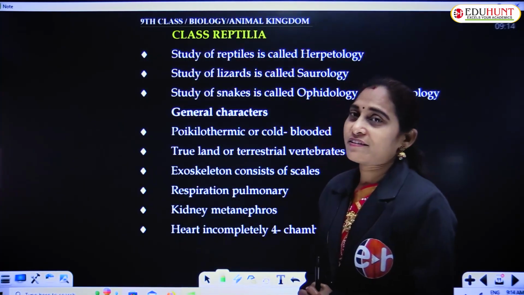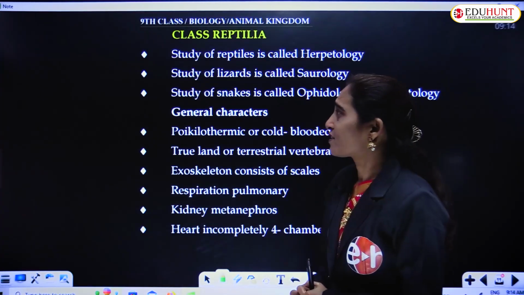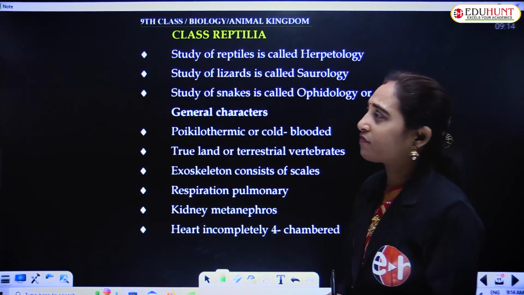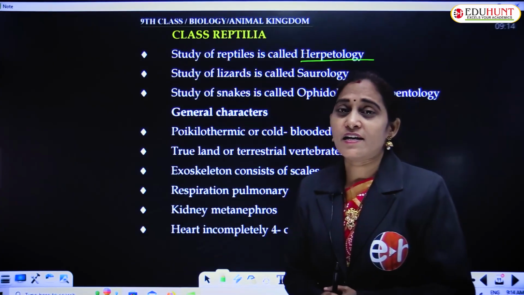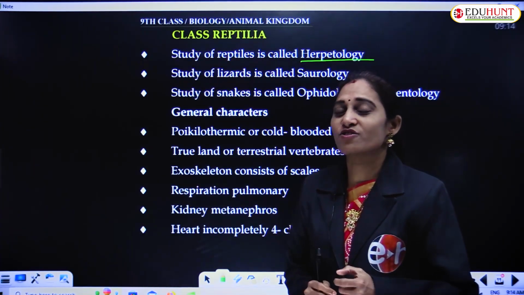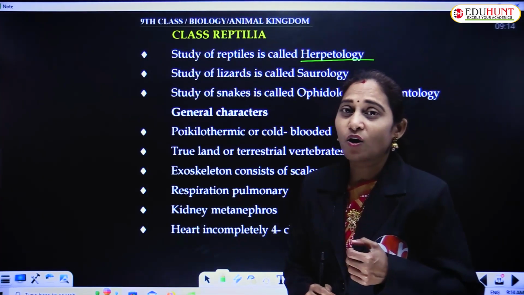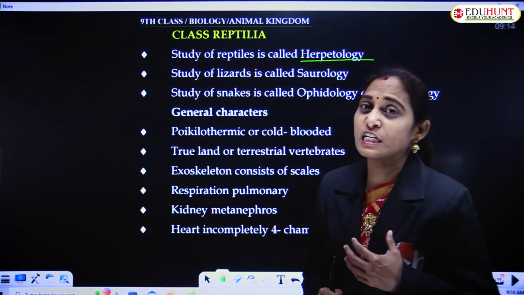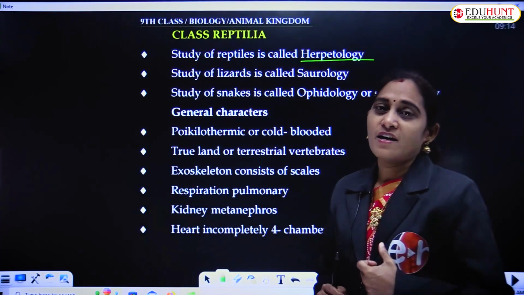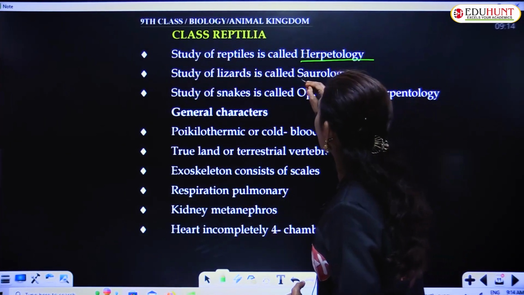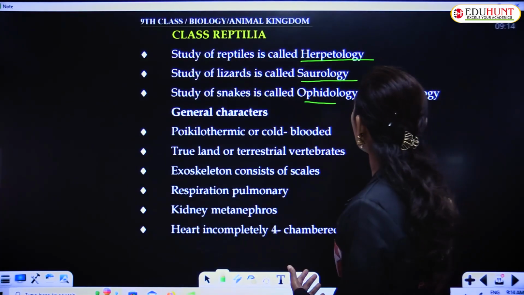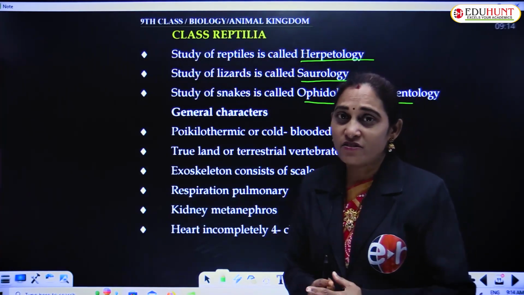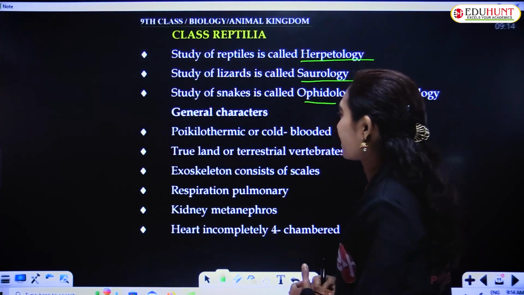Let's move into the details of reptiles. The general characters: first, the study of reptiles is known as herpetology, and the study of lizards is known as saurology, and the study of snakes is known as serpentology or ophiology. Saurology is the study of lizards. Serpentology or ophiology is the study of snakes.